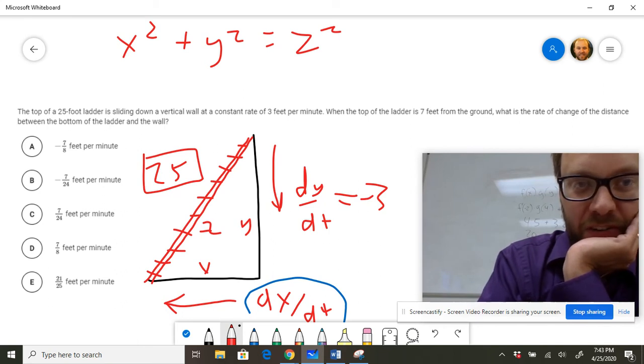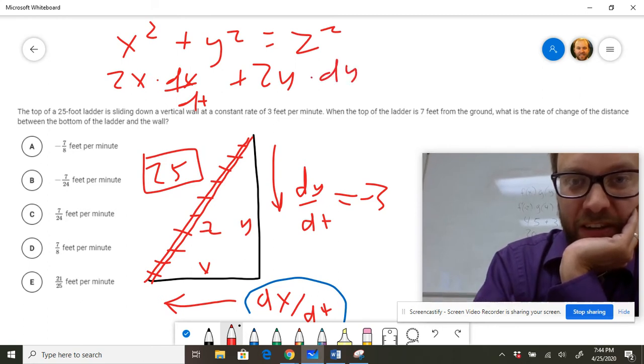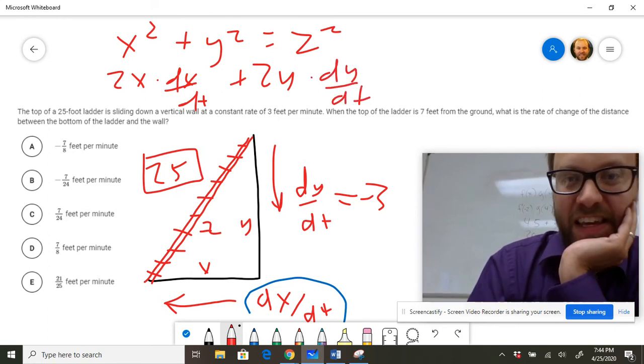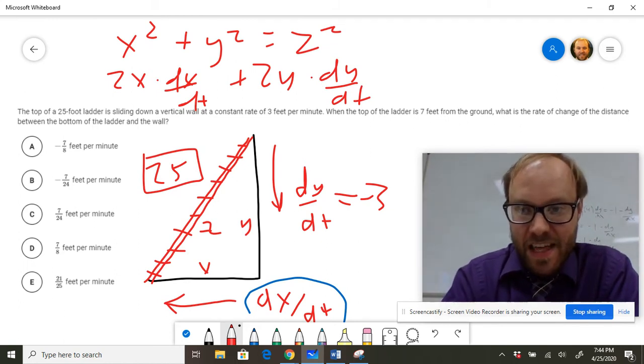The derivative here is going to be 2x times the derivative of x with respect to t, which is dx dt, plus 2y times the derivative of y with respect to t. Oh, and the last thing here, notice they never mention the rate of change of side z. That's because the length of the ladder never changes.